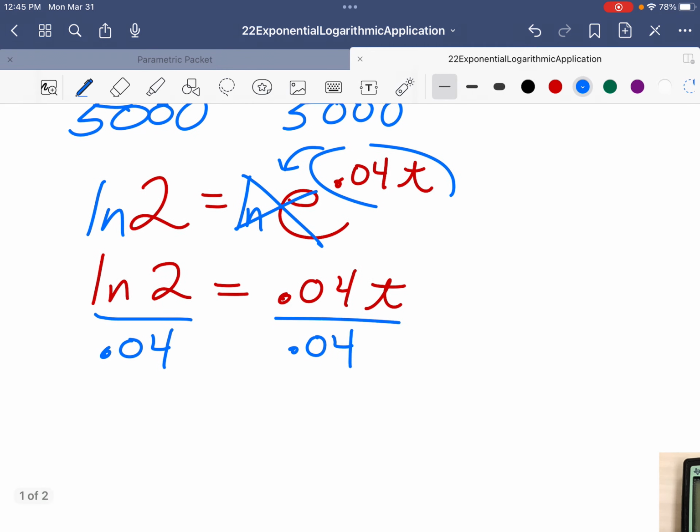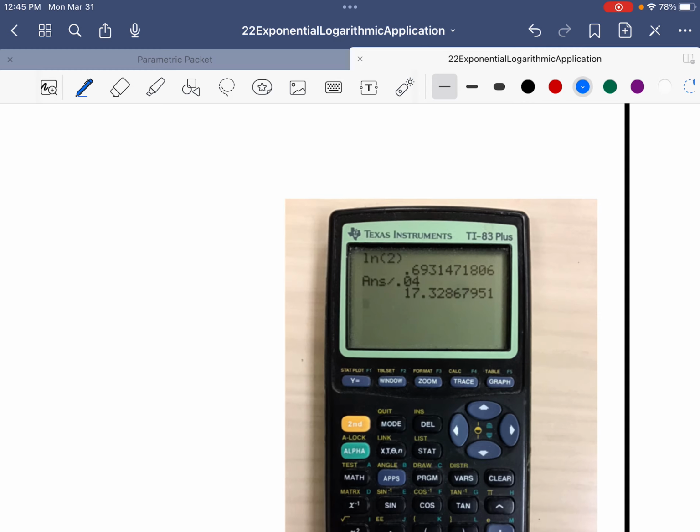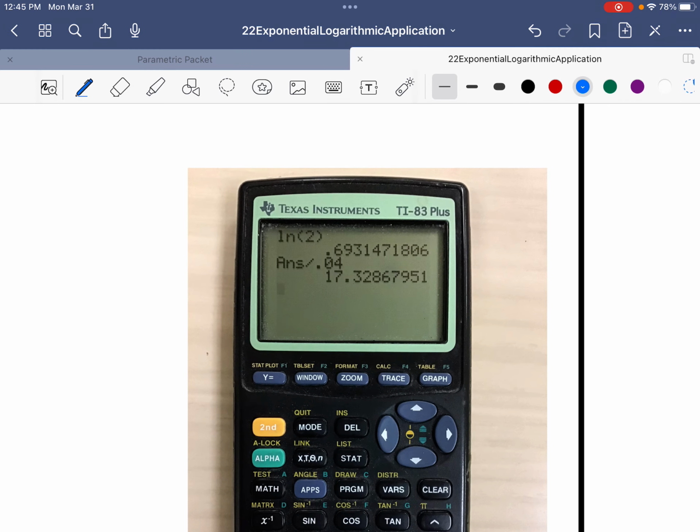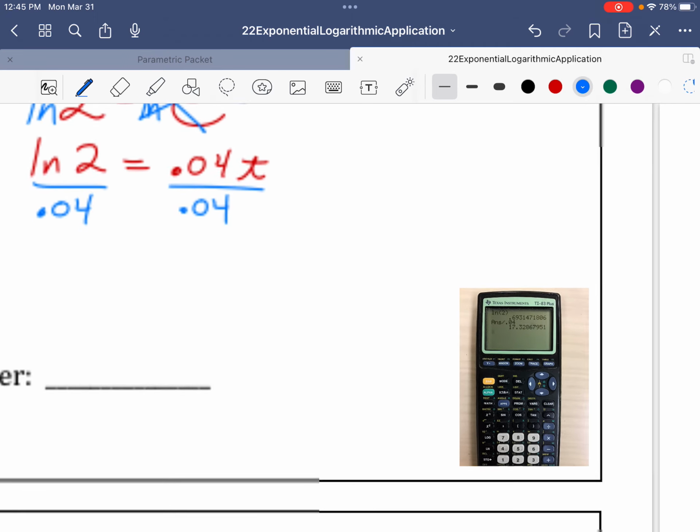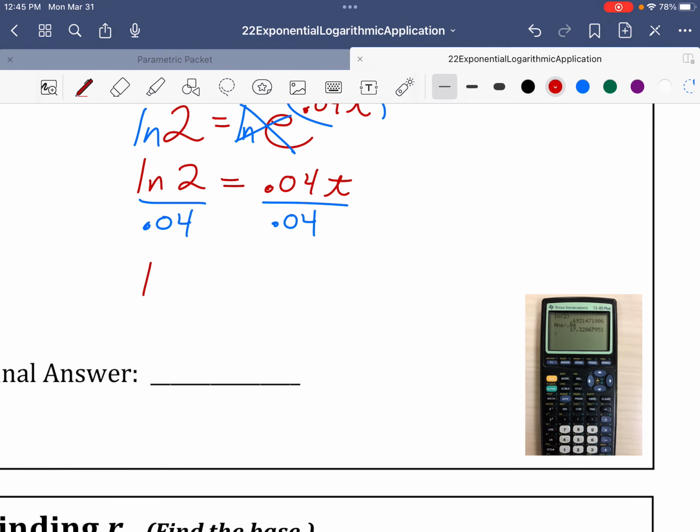So if I do the ln of 2 divided by 0.04, that's like taking 0.69 divided by 0.04. And I can do all that on the calculator without rounding my answer until I get to that last step where I end up with 17. Okay, so again, do the ln of 2, and then divide that by 0.04, and I get 17.33 if we're going to round that to a couple decimal places.